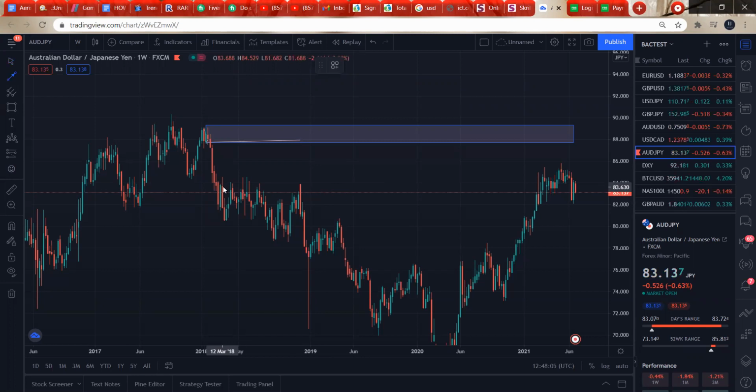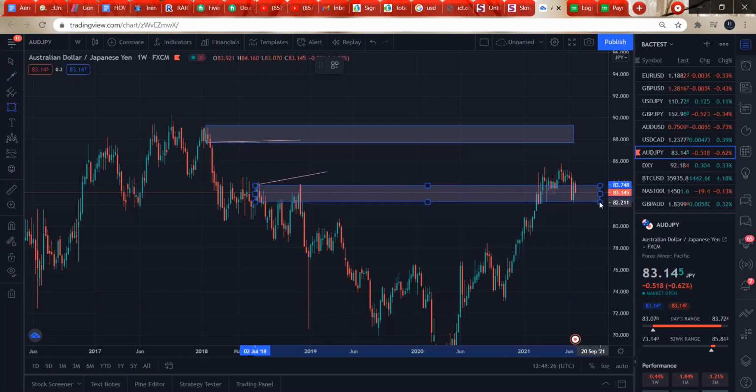You have an order block. The big one is here. You see. The big one is here. And then we have this one here, which broke structure. This is the latest one. So I can just circle this in like that.